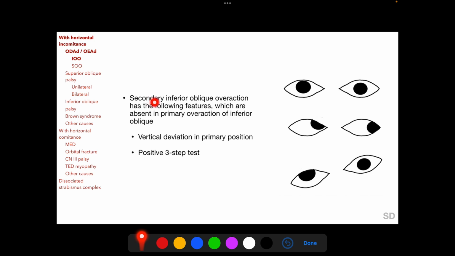Clinical features which are absent in primary overaction of the inferior oblique muscle but can be found in secondary overaction of the inferior oblique muscle are vertical deviation of the affected eye in the primary position and a positive 3-step test. This is because the secondary overaction of the inferior oblique is most commonly caused by palsy of its antagonist, the ipsilateral superior oblique muscle, and these two are the clinical features of superior oblique palsy. We will be discussing superior oblique palsy in this session.